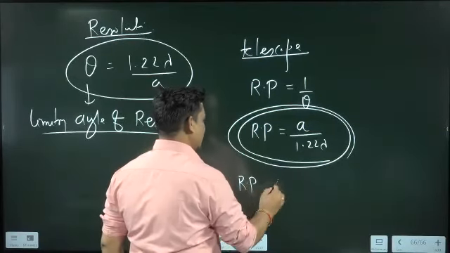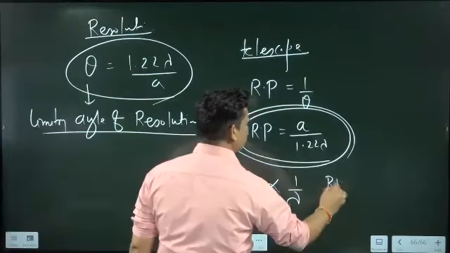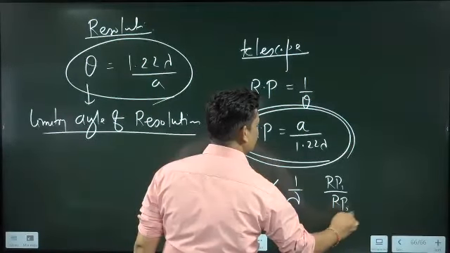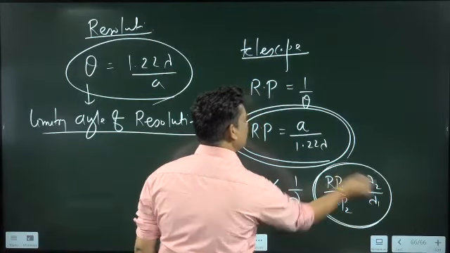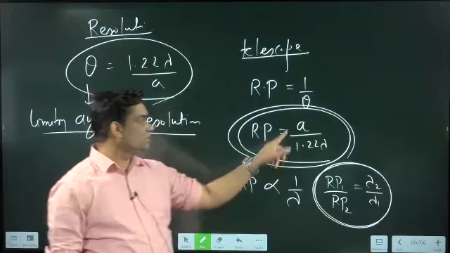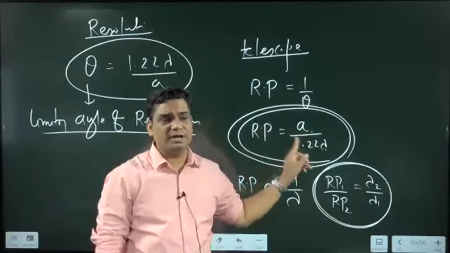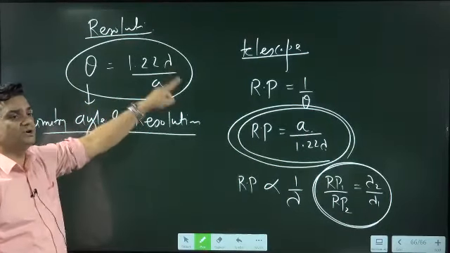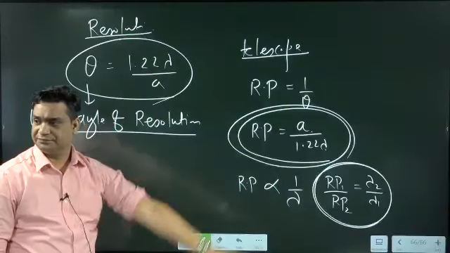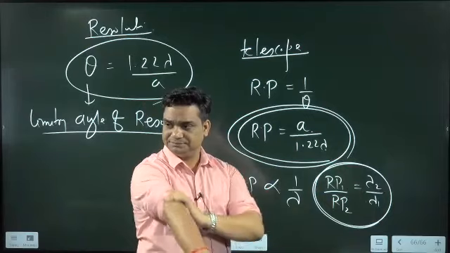RP, until now whatever they have asked, is proportional to 1 by lambda. So we can write RP1 divided by RP2 will be equal to lambda 2 by lambda 1. Ratio based question they have asked. If they want numerical also, aperture will be given to you, wavelength will be given to you, and we have to find your resolving power. If they're asking limiting angle of resolution, then this is the theta, 1.22 lambda by a. In the telescope, these are the things to be asked.